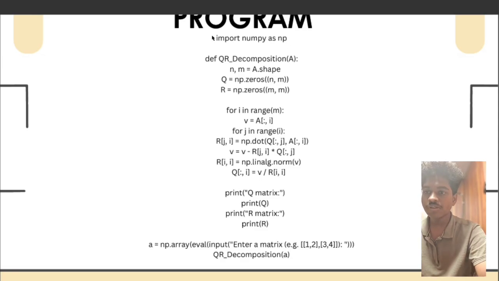The program then prints both matrices Q and R, and the user is prompted to input a matrix, for example 1, 2, 3, 2, such as like that, which is then passed to the function for decomposition. Once run correctly, the program efficiently demonstrates the Gram-Schmidt based QR decomposition technique.